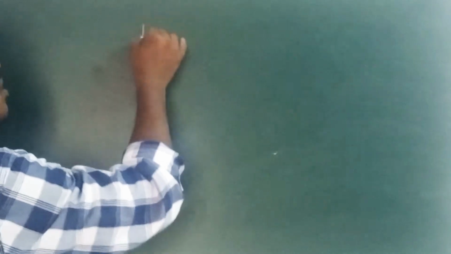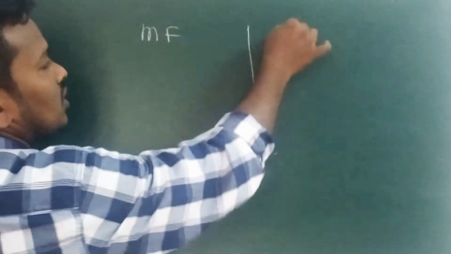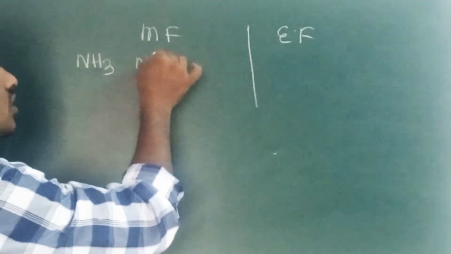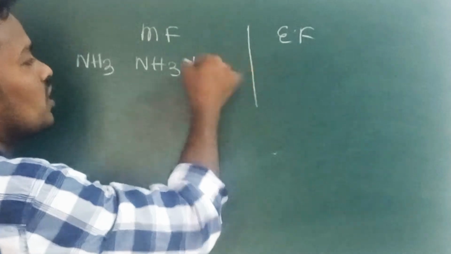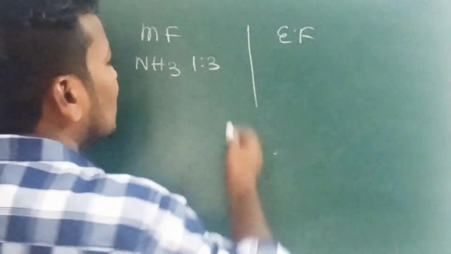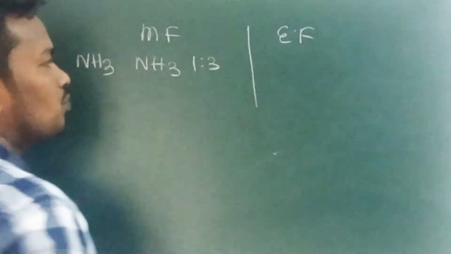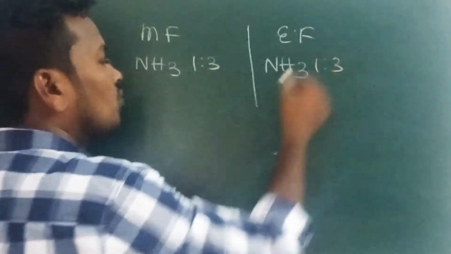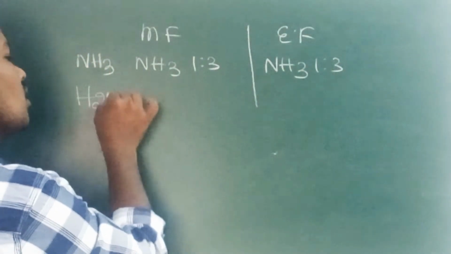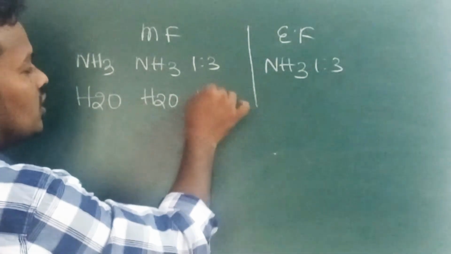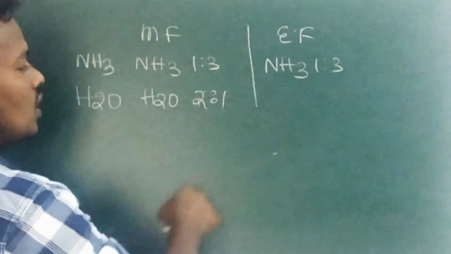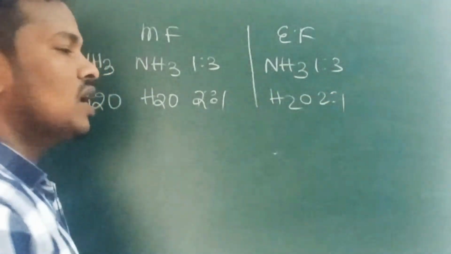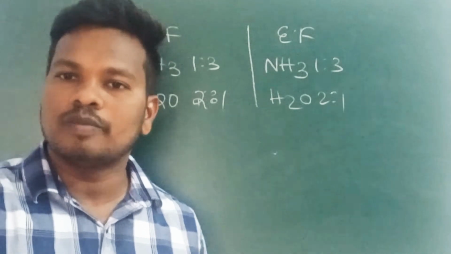For example, you can see NH3. What is the molecular formula? NH3 only. Why? Because 1:3 is a simple ratio. The empirical formula also has no need to be made simpler. Already it is simple. For example, H2O: the molecular formula is H2O, 2:1 for hydrogen and oxygen. The empirical formula is also H2O, 2:1 ratio only. Already it is simple, so no need to simplify it.